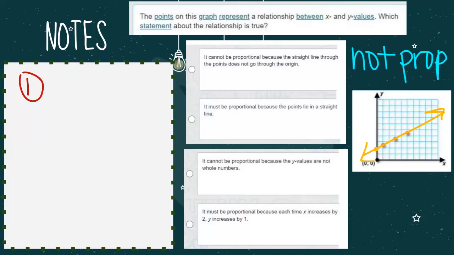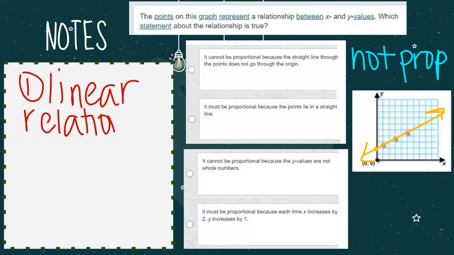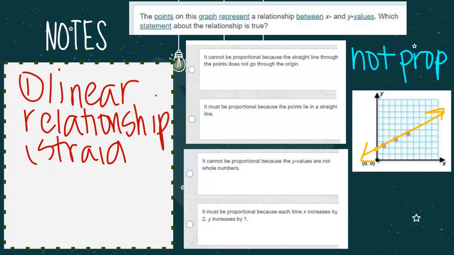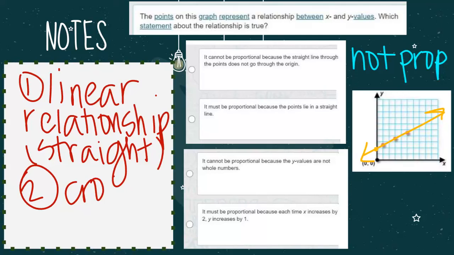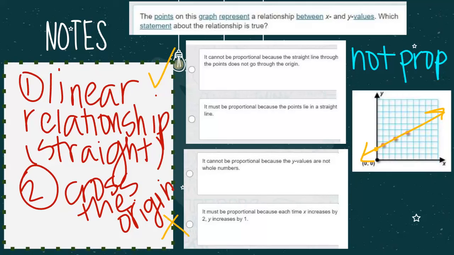The first thing is that it has to go through the origin. Well, I guess the first and most important thing is it is a linear relationship, meaning it is a straight line. And the second thing that it has to do is cross the origin. Those are really the only two things we have to look for. And it is a straight line, so it did check this one off, but it does not cross the origin, which means that it's not proportional.